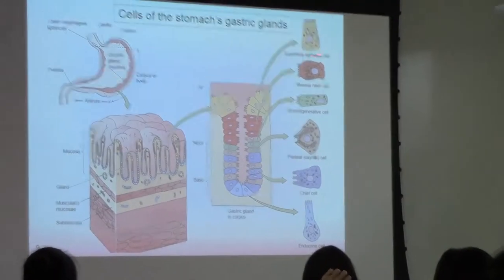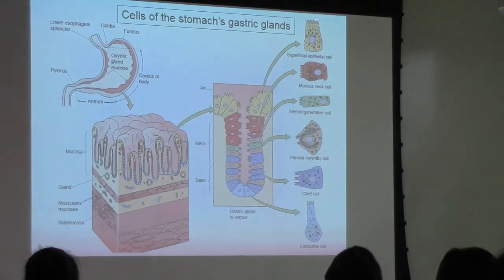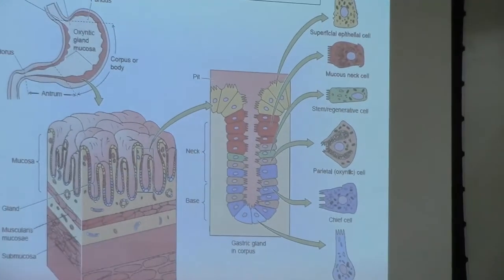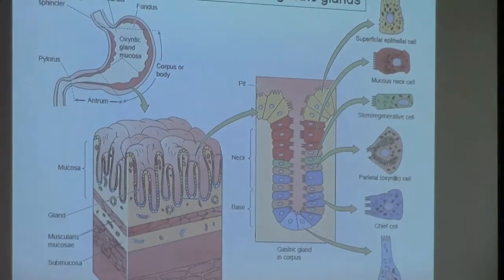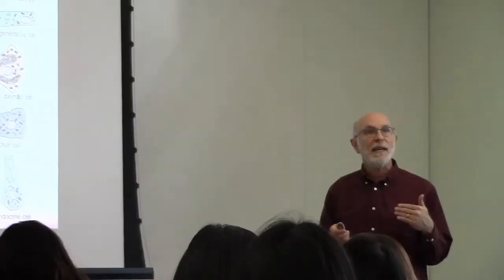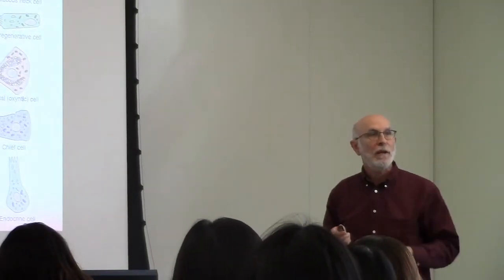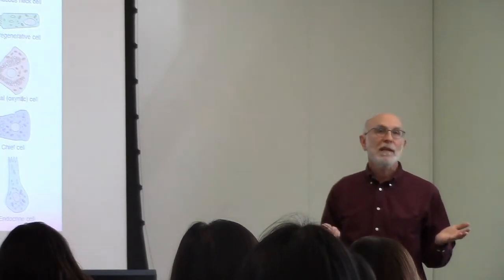So a generic epithelial cell. This tooth-like structure is supposed to be the apical membrane. Remember in the kidney, the apical membrane was folded. We called it the brush border in the kidney.